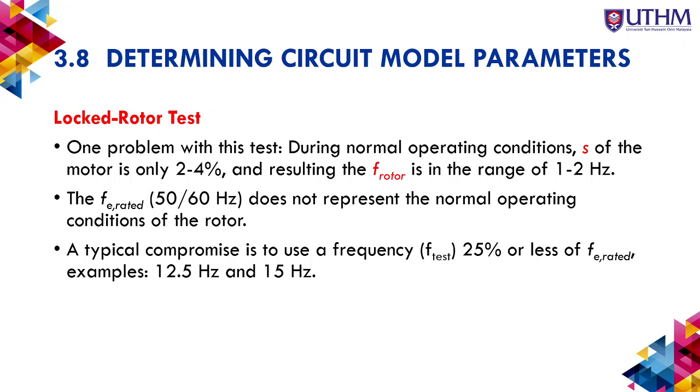A typical compromise is to use a frequency, this F test, of around 25% or less of the FE rated. So later on we will need to consider the value of frequency to measure the impedance.